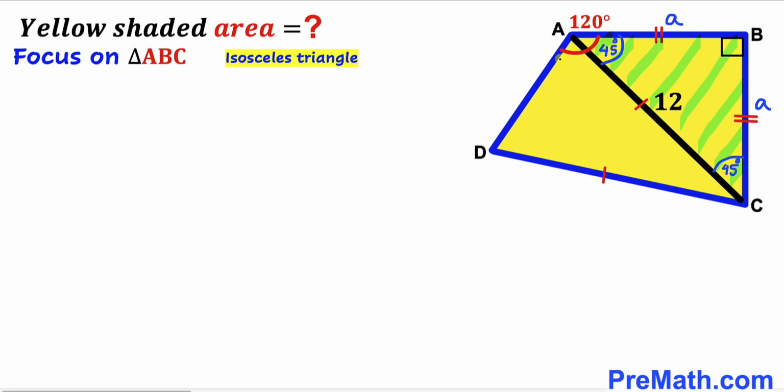And now let's make an observation. We can see this whole angle BAD is 120 degrees, and this angle BAC is 45 degrees. So therefore this remaining angle has got to be 120 degrees minus 45 degrees, which gives us 75 degrees. And now we are going to apply the Pythagorean theorem on this triangle ABC.